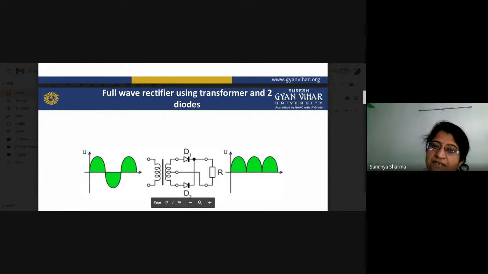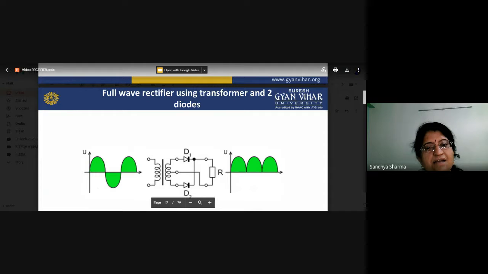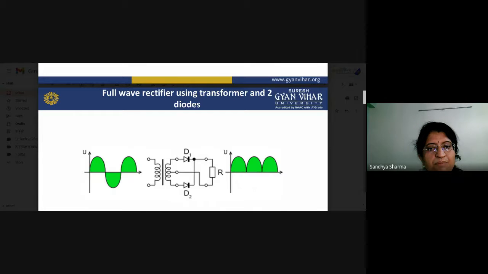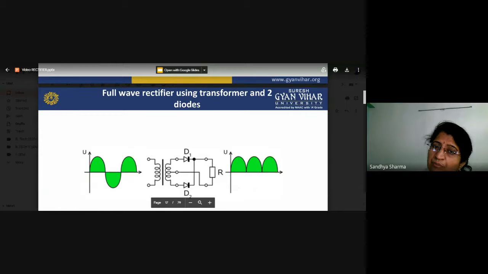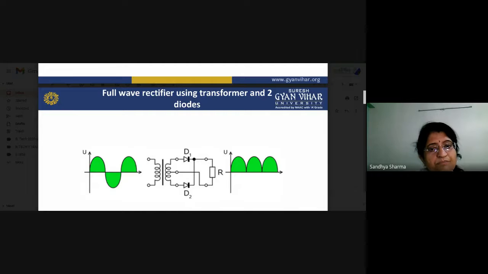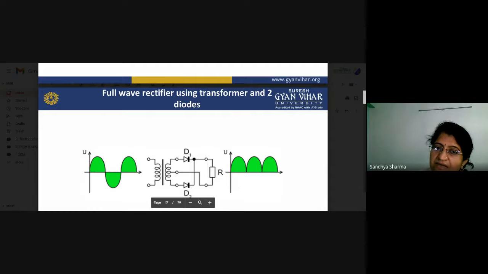Now the current passes through the resistance R through this path. In the negative half cycle, the upper part of the transformer is the negative supply, and the lower part is the positive supply. Diode D1 is reverse biased, and diode D2 is forward biased, so it will conduct, and the current passes through the load resistance by this path. Again the current passes through resistance R, and the direction of current is the same as in the previous half cycle.